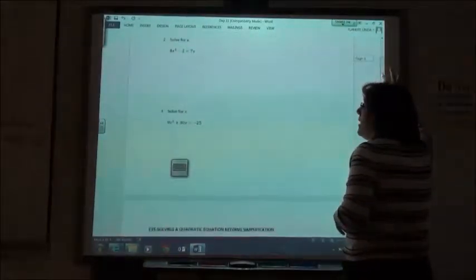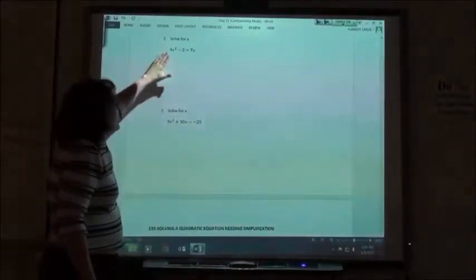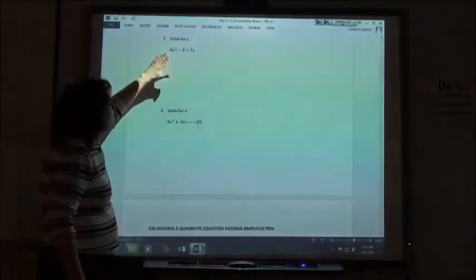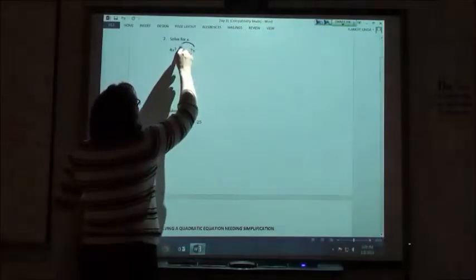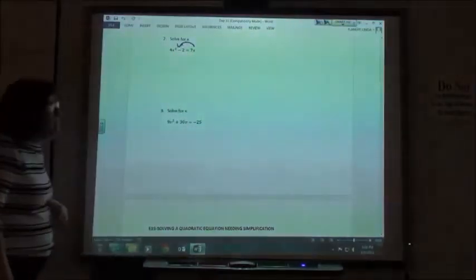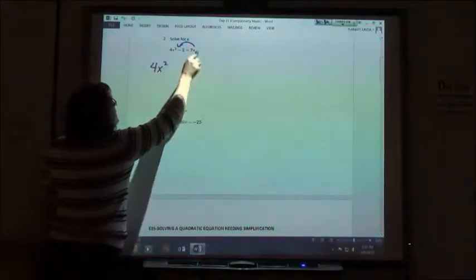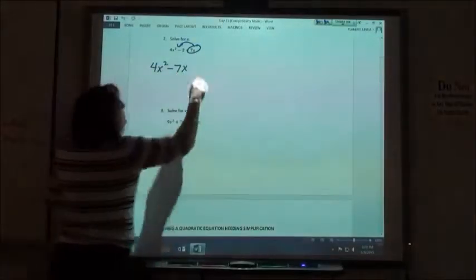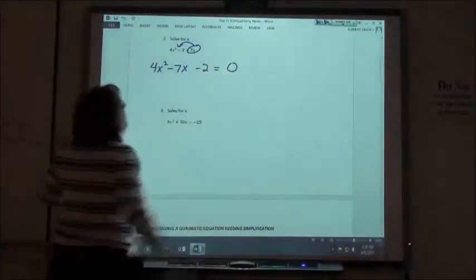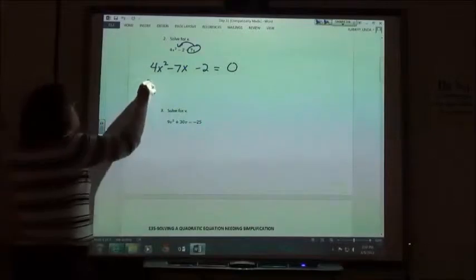Number 2. Again, I'm solving a quadratic expression. I want my x squared term to be positive, but I want it equal to 0. I'm going to move this and I'm going to put it over here. I'm going to make sure I put it in the middle because the x term goes in the middle. So I'm going to have 4x squared. This was a positive 7x, so I've got to make it a negative 7x. Minus 2 equals 0. So you got to make sure that x term goes in the middle when you move it over. Now I can solve by factoring.